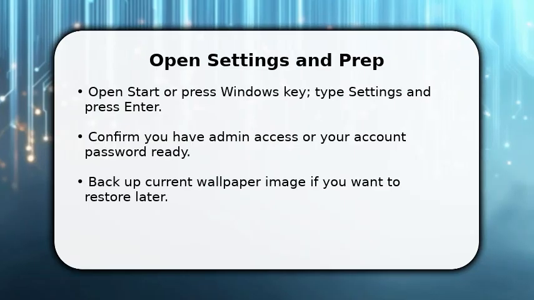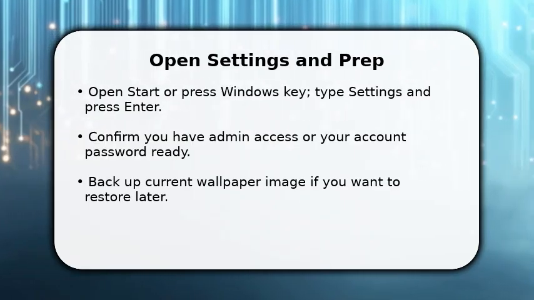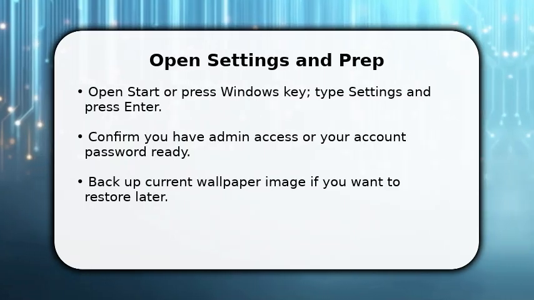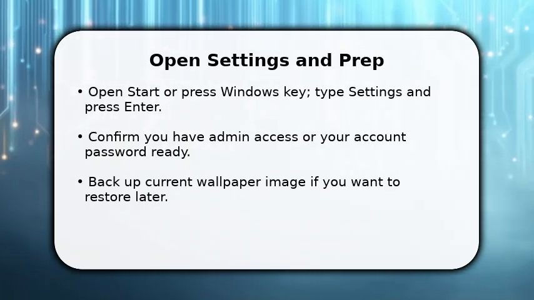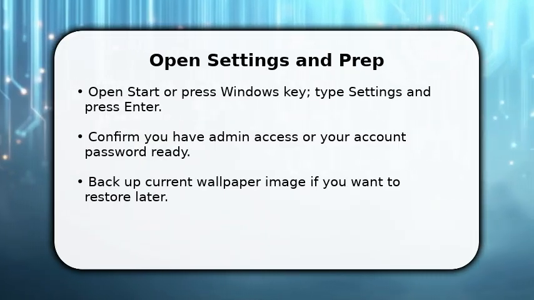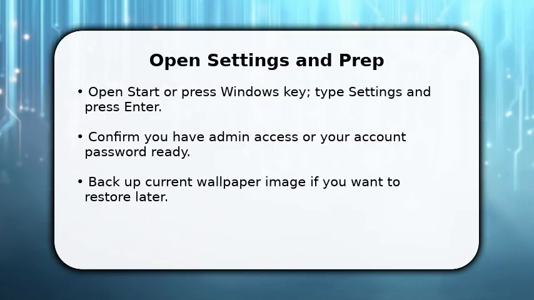You start by opening Settings immediately. Press the Windows key, type Settings, and hit Enter so you're in control. Once inside, navigate to Personalization. That's where lock screen options live, and make sure you're signed into an admin account because some options require it.